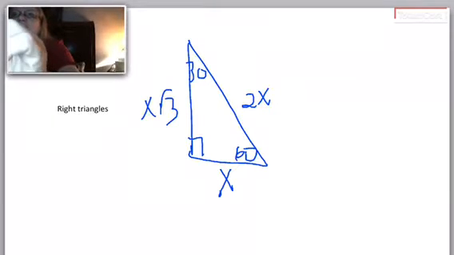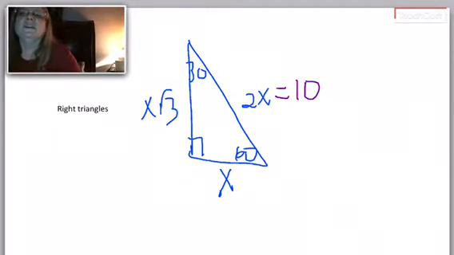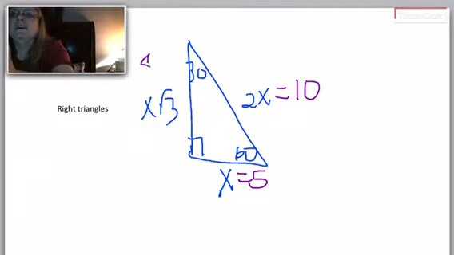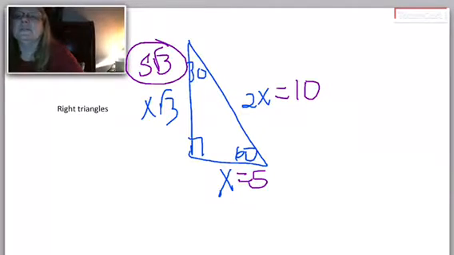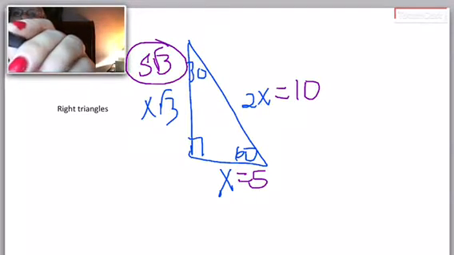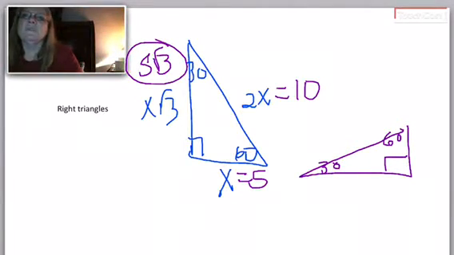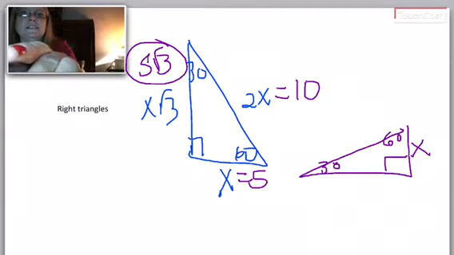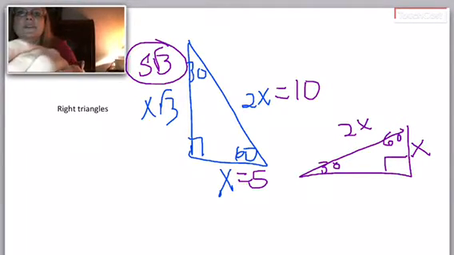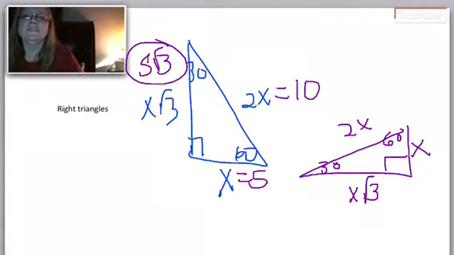So if you're told that this side is 10, you've got 2x is equal to 10, so x would be 5, and this side would be 5 times the square root of 3. The rest of the rules are the same. One thing to keep in mind with the 30, 60, 90, though: when you're trying to decide where your x, 2x, and x times the square root of 3 go, x isn't necessarily on the bottom. It's across from 30. So in this case, x is here, 2x is here, and x times the square root of 3 is here.